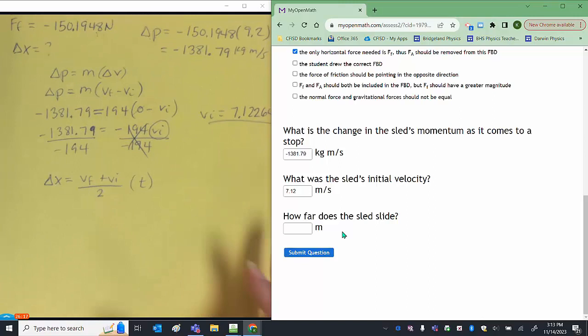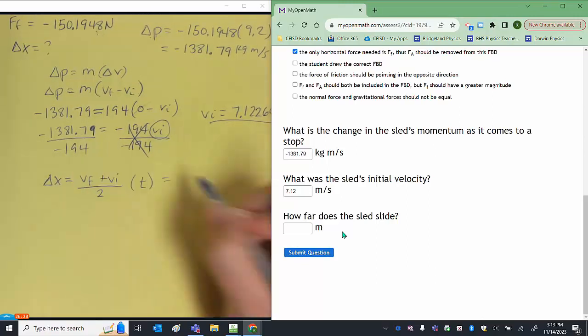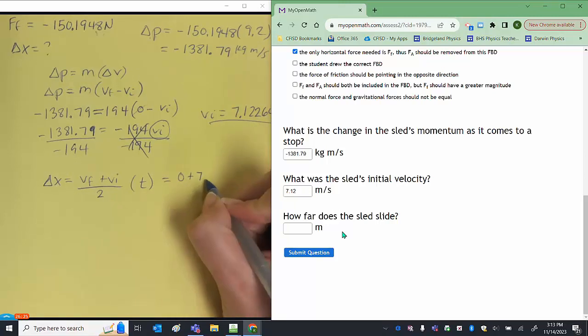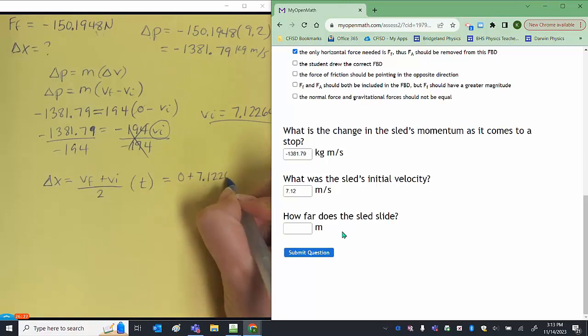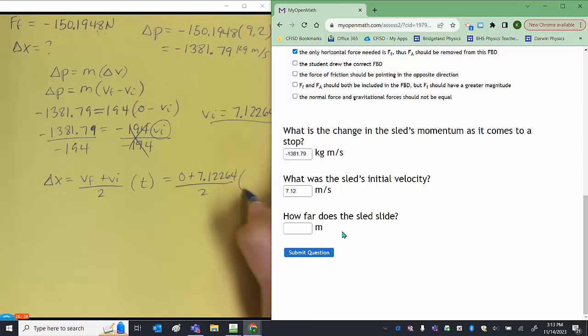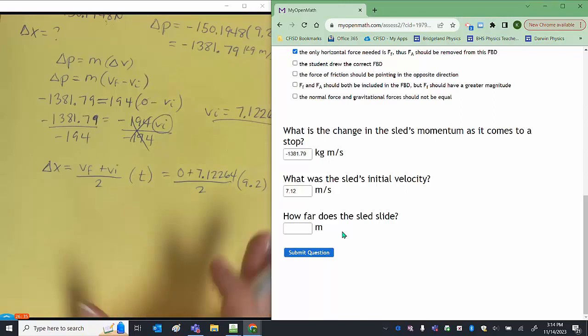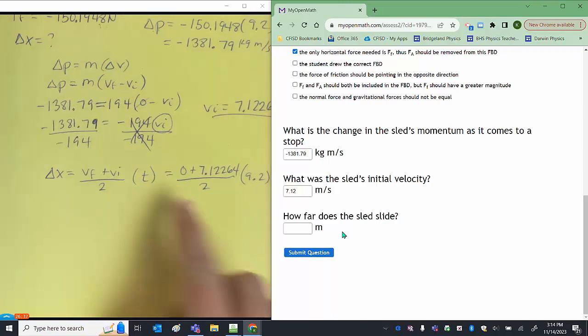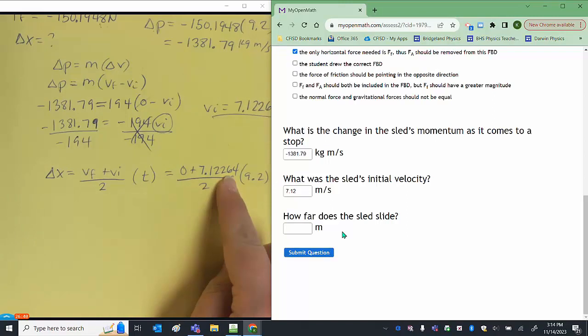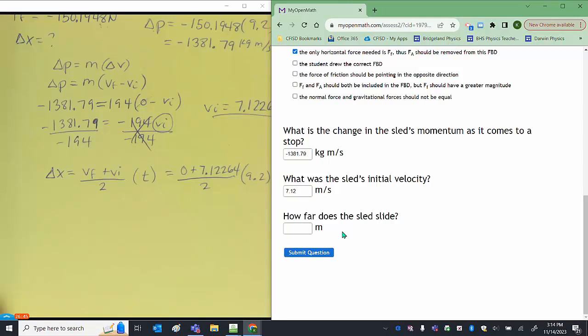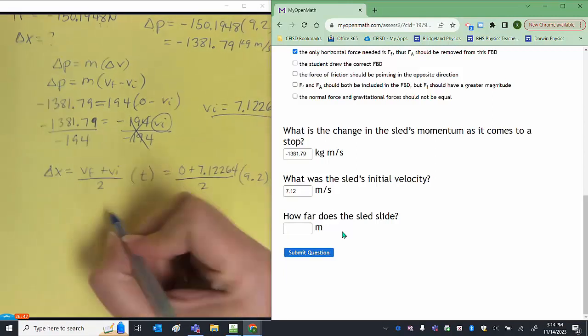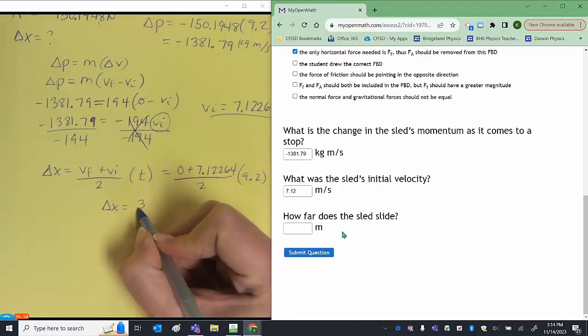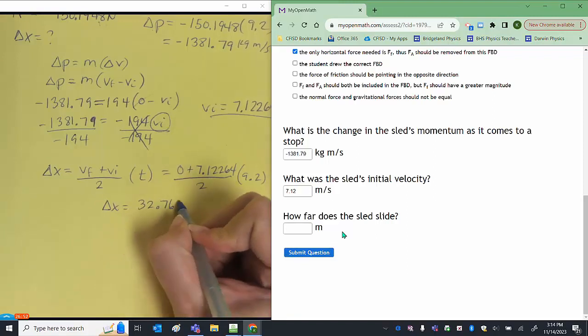Again, I'm looking for delta x. My VF is 0. My VI is the number I just found, 7.12264. Divide that by 2 and multiply it by my time that was in the question, 9.2 seconds. Okay, so we're going to take our 7.12264 and divide it by 2, and then multiply our answer by 9.2. And we're going to get from that a displacement delta x of 32.764 meters.